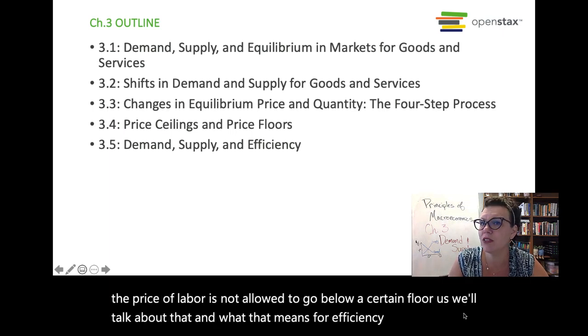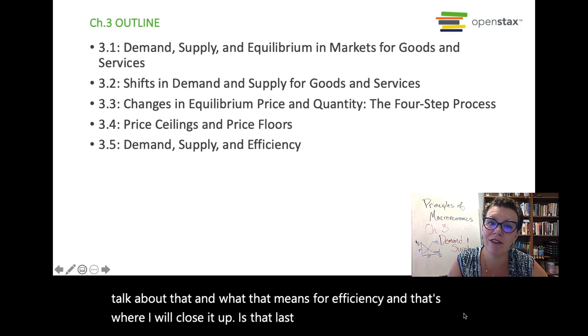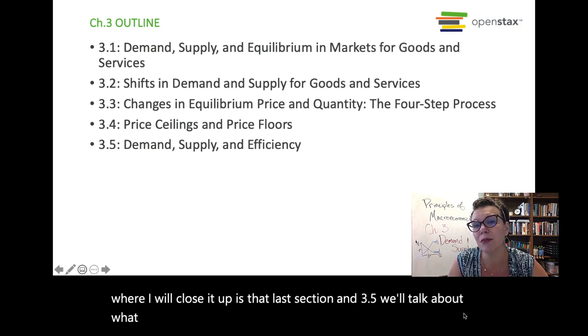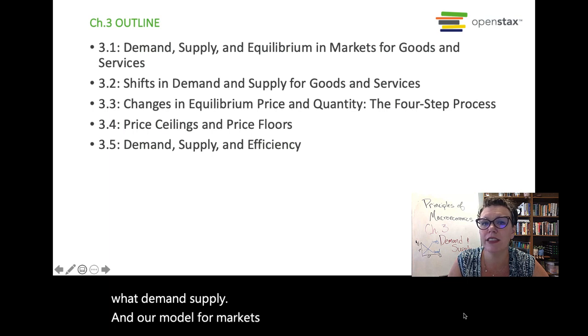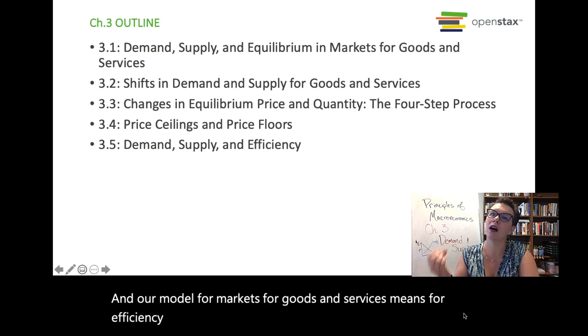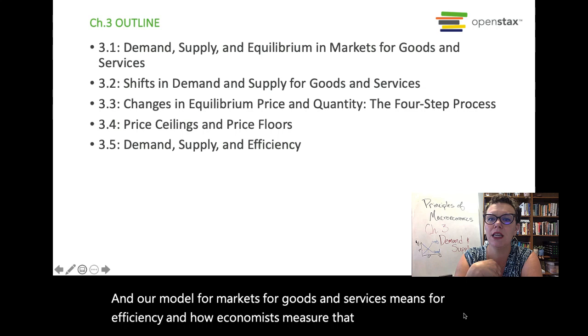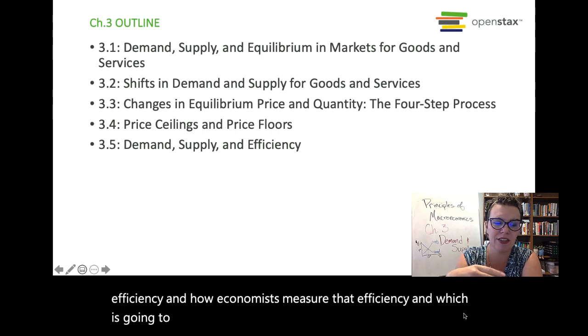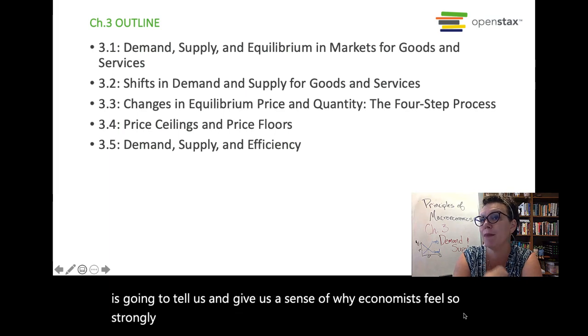And that's where we'll close it up, is that last section in 3.5. We'll talk about what demand, supply, and our model for markets for goods and services means for efficiency, and how economists measure that efficiency, which is going to tell us and give us a sense of why economists feel so strongly that a market-based economy is the way to go.